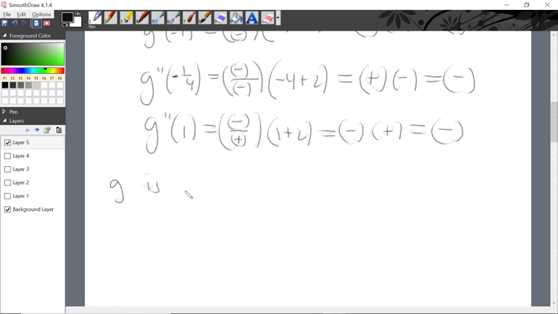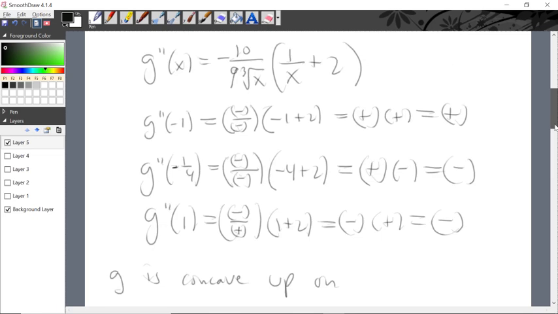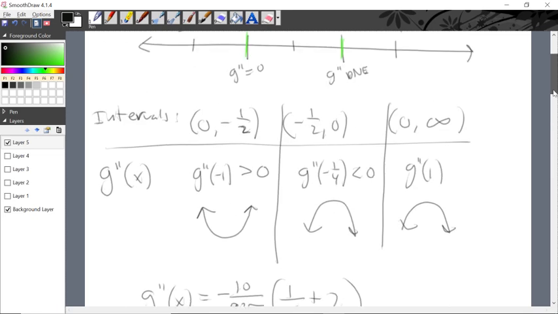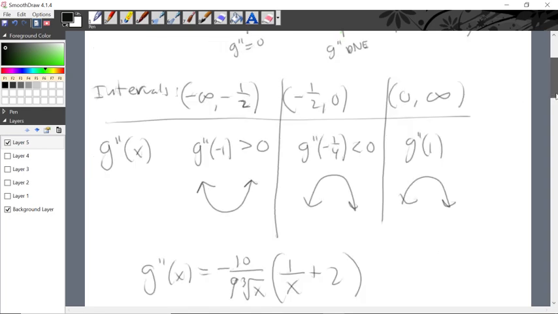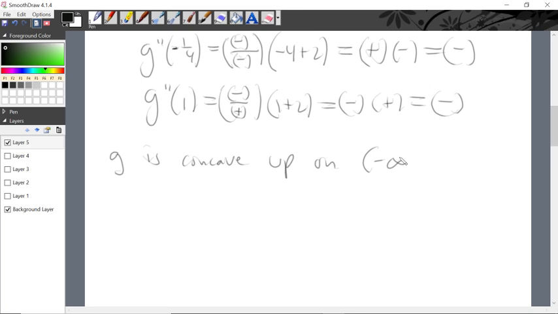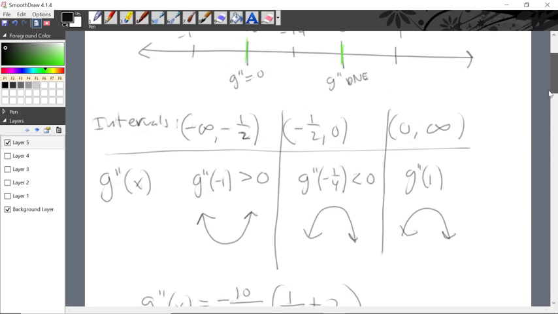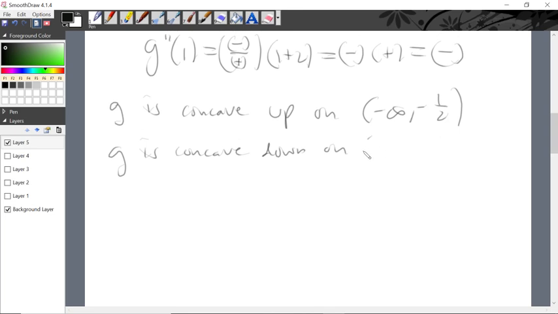So g is going to be concave up on the first interval, which was, oh, I'm sorry, that's not 0, what am I writing? Negative infinity to negative 1/2. Sorry about that. So g is going to be concave up on that interval, negative infinity to negative 1/2, open. g is concave down on the other two open intervals that we had: negative 1/2 to 0 and 0 to infinity.